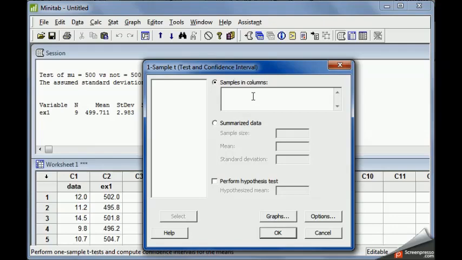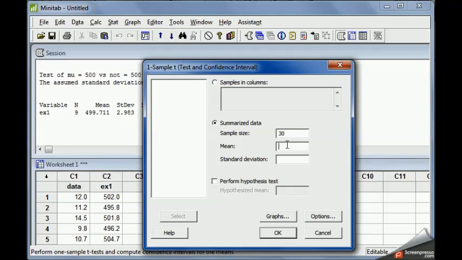Now in our case, we don't have the samples in a column. We don't have a sample because we have a large sample, so we have summarized the data of the sample. So we click on the summarized data. So we have the sample size, which is the number of elements in the sample. The sample size was 30.